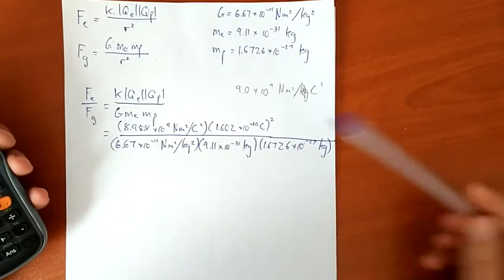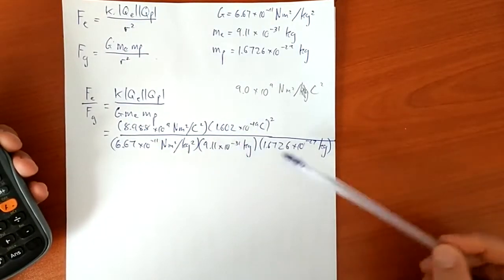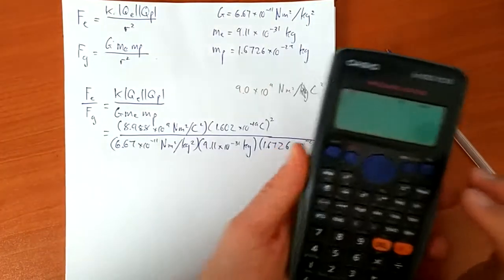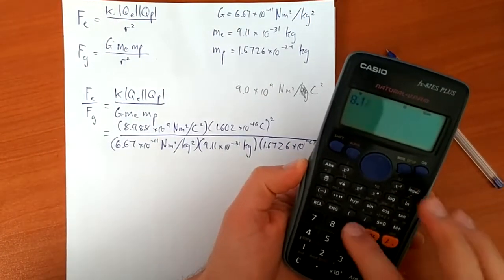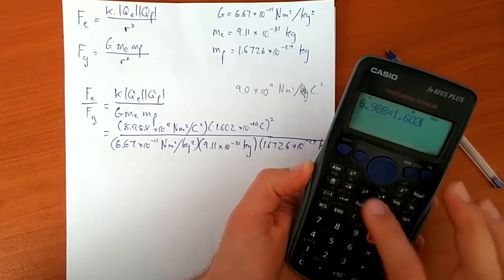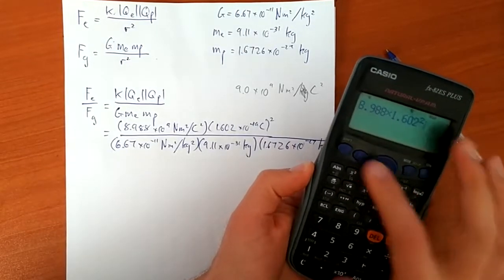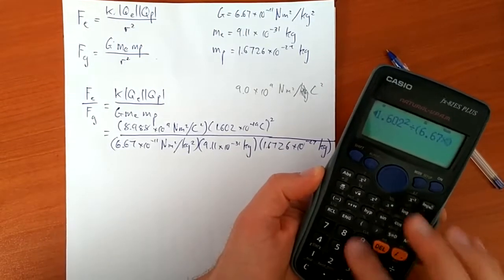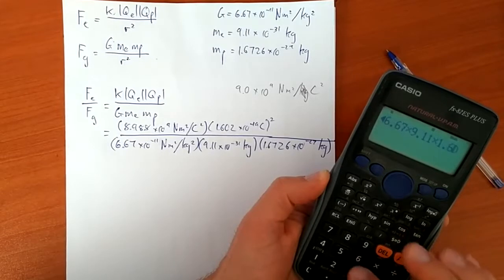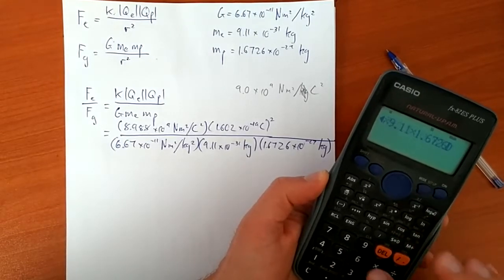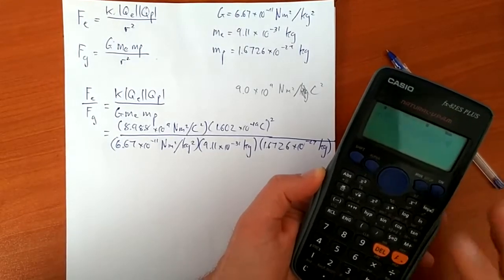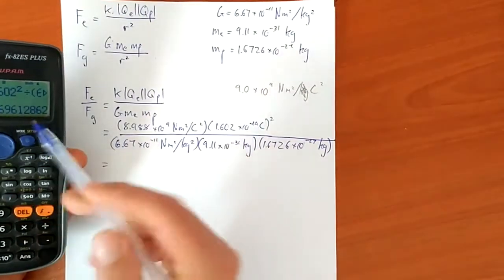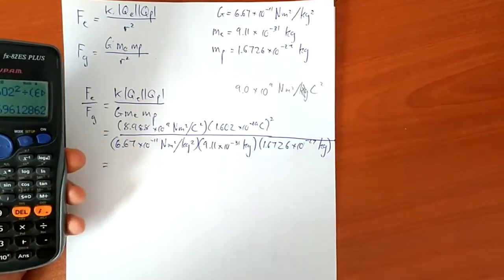Instead, I'm just going to calculate these values and then I'll consider these times 10 to the power whatever terms afterwards. So I'm going to go ahead and say, right, this is 8.988 times 1.602 squared. That's what's going on above the line, divided by 6.67 times 9.11 times 1.6726, and that gives us that value. Okay, I'm going to write this in scientific notation, so not starting with a 0 but with a 2.